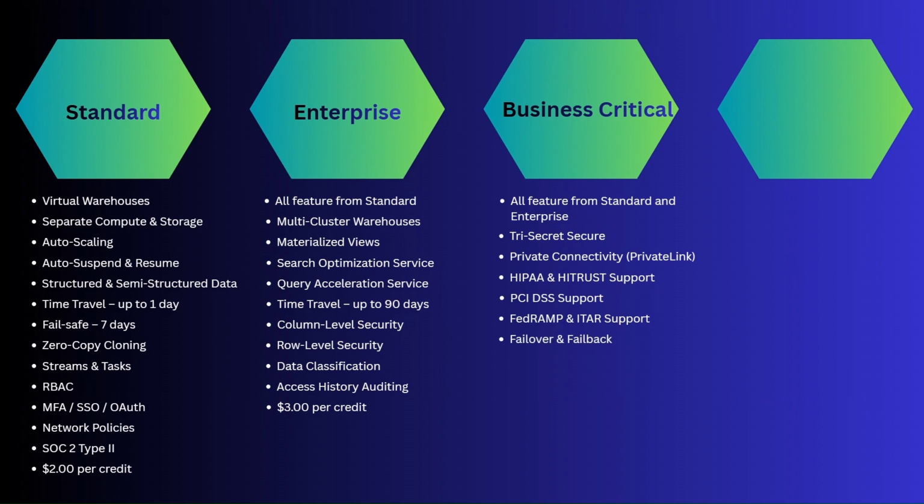Failover and failback. If one region goes down, your account moves to a backup region on its own and switches back when things are normal again. All of this brings the price to about $4 per credit. That's Business Critical.